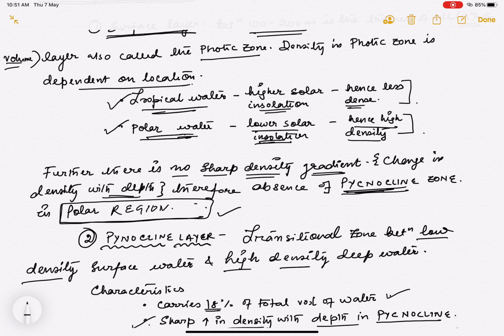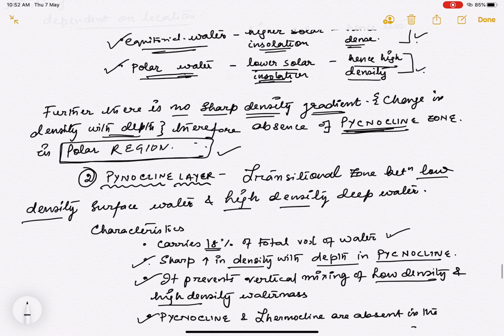Basically I would say that this is not the tropical region, rather make it the equatorial region. Higher solar insolation, hence the water is less dense. In the polar region, lower solar insolation, hence the water is more dense, because it depends upon the temperature factor. Next, further, there is no sharp density gradient, that is a change in the density with the depth. Therefore, the absence of pycnocline zone in the polar region.